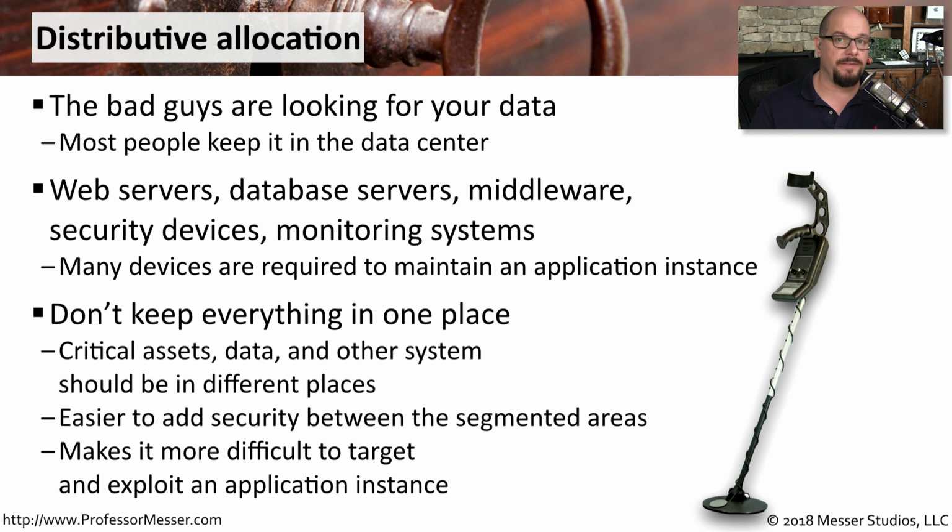With a distributive allocation, you've created a technological scavenger hunt. Instead of keeping everything in one central place on the network, you've scattered these systems into different areas. So all of your applications, your data, and other critical assets are all separated from each other. This not only makes it more difficult to find and target these systems, it allows you as the security professional to set up additional separation between data, application, and all of the other components.